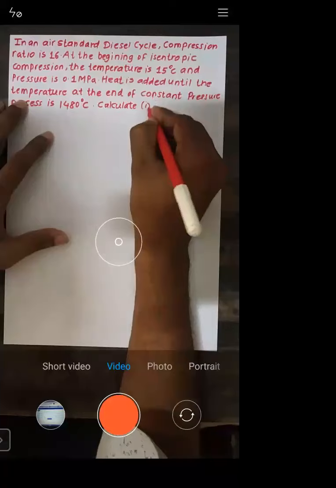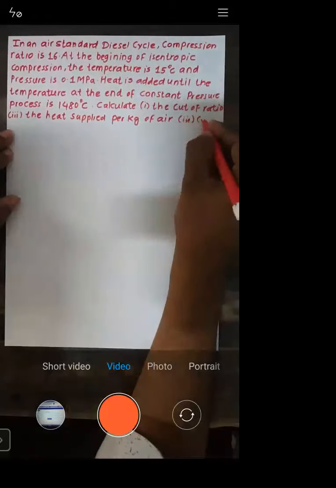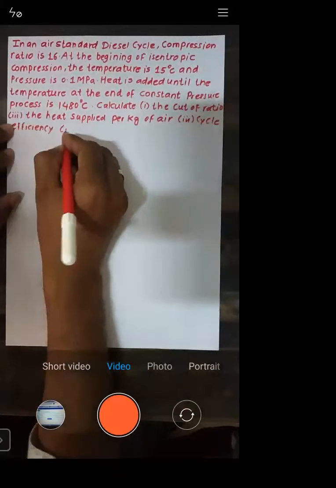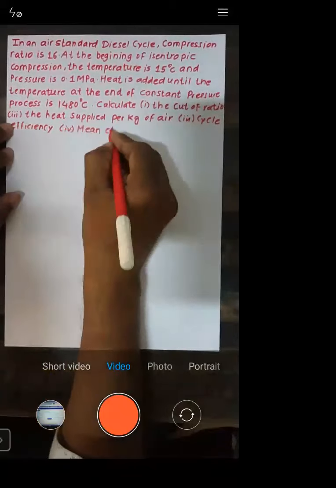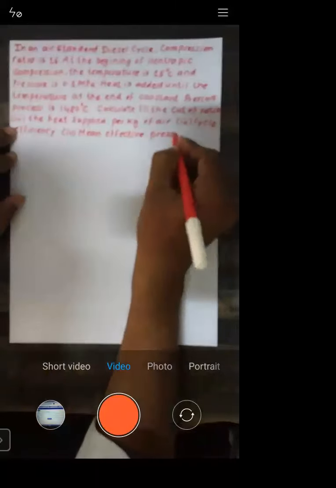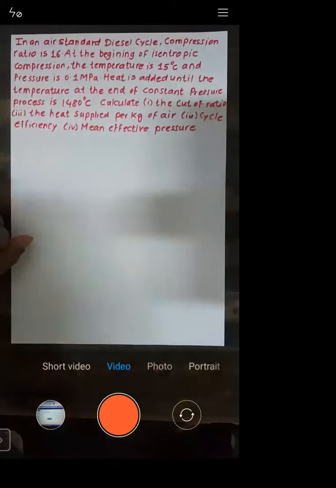The heat is applied per kg of air. Third, the cycle efficiency. And fourth is mean effective pressure. See, the problem looks somewhat lengthy, but it's not like that. The solution is very simple.